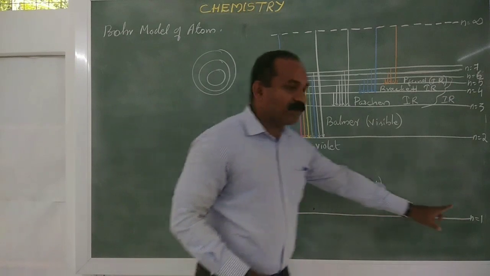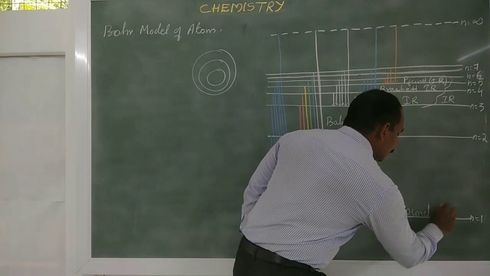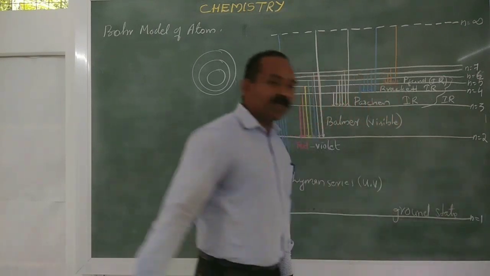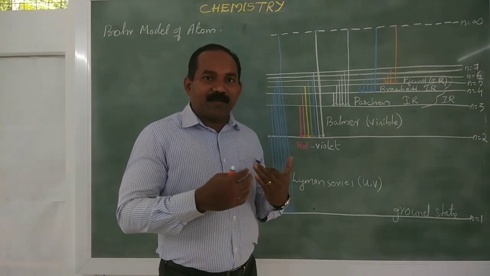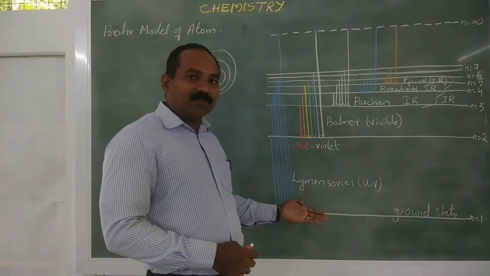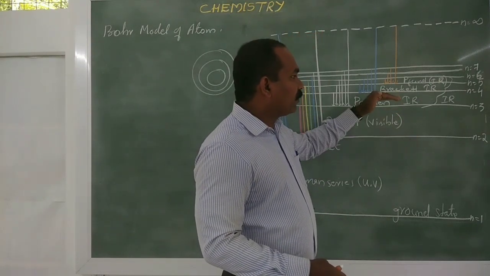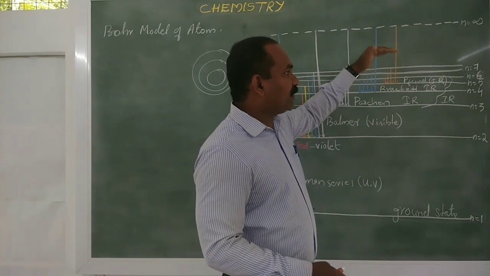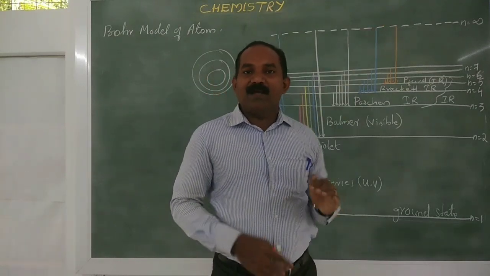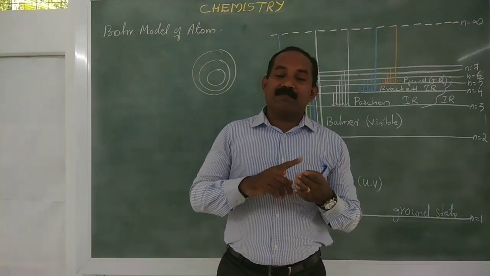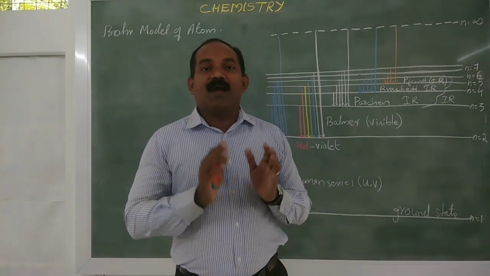If the electron is in the first level, it is called the ground state. The first level of hydrogen is also called the ground state. And if the electron absorbs energy, what happens? It jumps from the lower level to higher energy levels: second level, third level, fourth level, fifth, sixth, seventh, eighth, up to infinity in the case of the hydrogen atom.